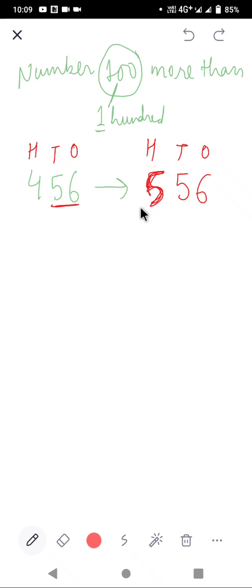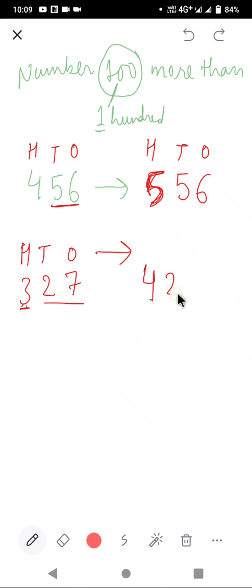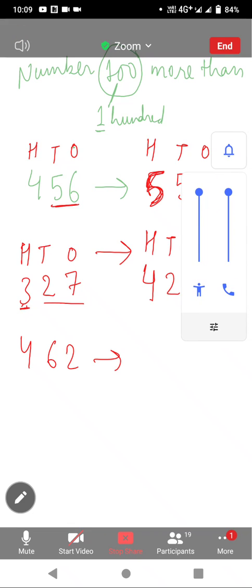Okay, now let's take another number. Only the hundreds place digit will change. We will add 1 in the hundreds place digit. Here we have 3 at the hundreds place, so we add 1 in this. So 3 plus 1 is 4, and these two digits will be written as they are. Tell me students, what is 100 more than 462?